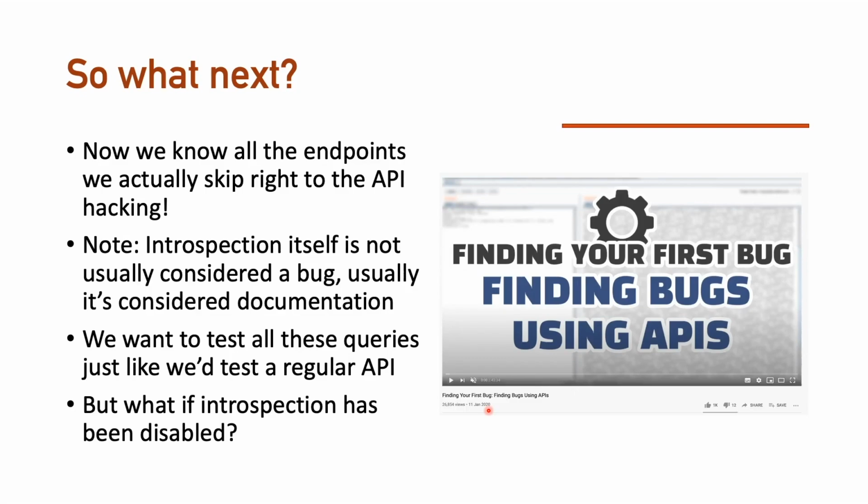Now, okay, if that's not a bug, what do we really have? Well, we can test all of the queries for information disclosure. We can test all of the mutations for IDORs. We can test for business logic. We can test just like we test a regular API, just like we look for regular bugs.